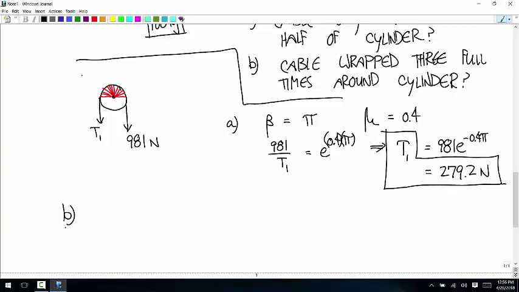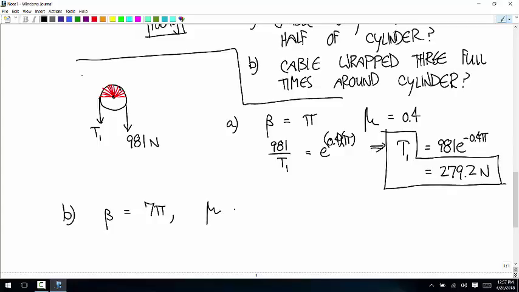And so for part B, starting here, where this cable touches the side, it's going to go 3 full times around. So 2 pi, 4 pi, 6 pi, and then it's going to go over the top 1 more pi to get to the exit point. So beta is 7 pi. Who's with me on that? Okay, so beta is 7 pi.